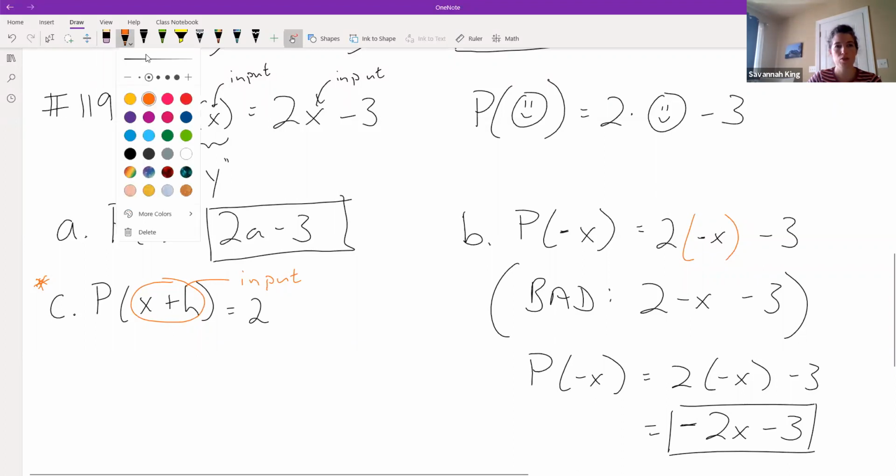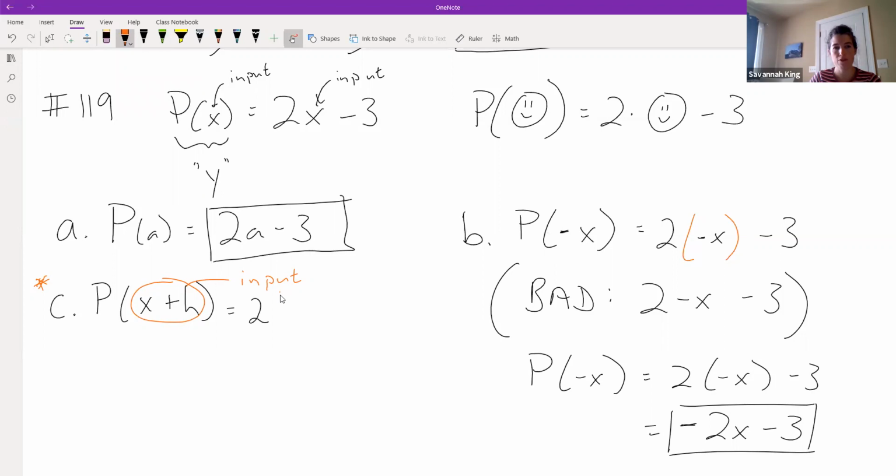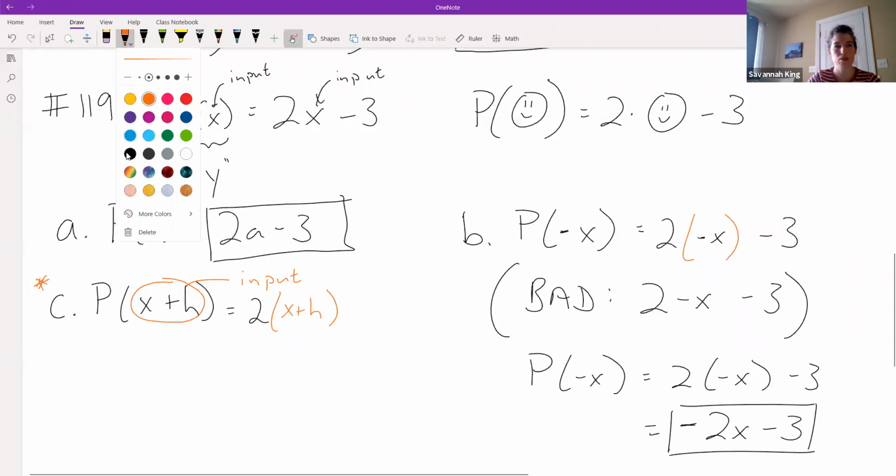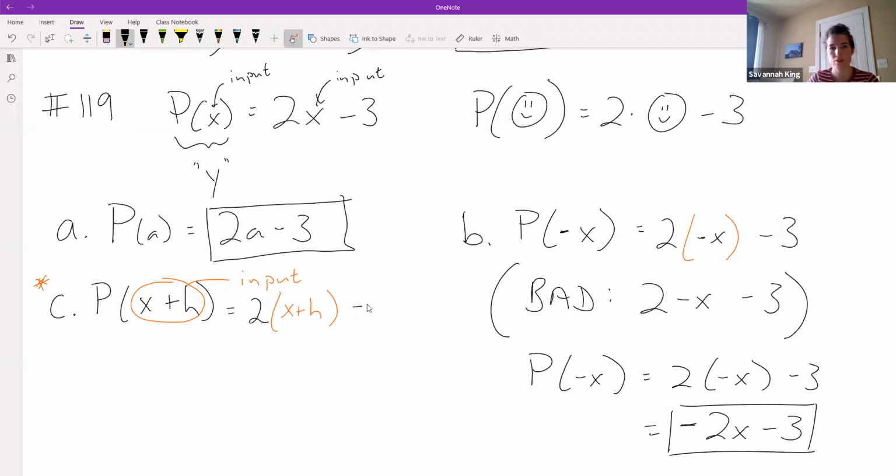So just like with the negative X, I have to remember to put my own set of parentheses there so that the X and the H get brought in together. So again, this is bad, very common: 2x plus h with no parentheses. If you do that, the x comes out fine. It gets the 2 multiplied just like it should, but the h is all left out. And in reality, whatever happens to the 2 has to happen to the h because they're both part of the same input. So let me rewrite down here.